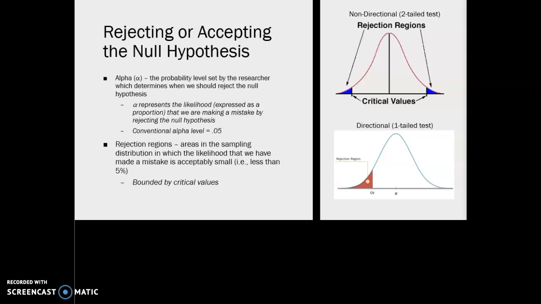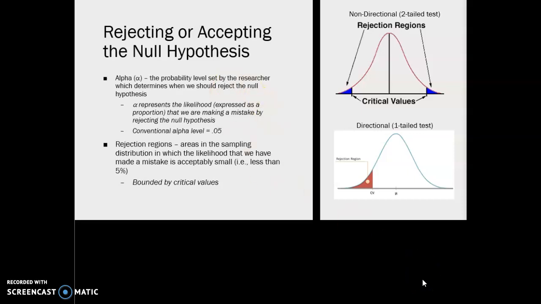All right, so we ended the last lecture talking about rejecting or accepting the null hypothesis, and basically we were talking about alpha, which is the probability that we would be making a mistake if we were to reject the null hypothesis. And essentially, the conventional level, like I said, is 5%.